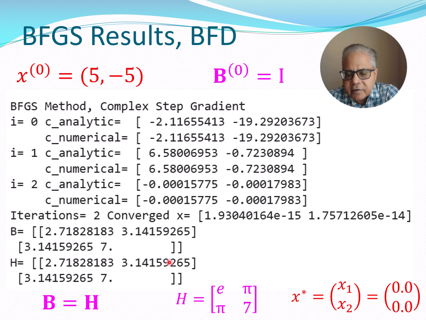Now let's look at the most interesting part, which is the final result of this program. So you can see here very nice results, and you can see the convergence is of course very rapid. As expected, the convergence is to 0 0, which you can see here. More interestingly, you can see the H matrix is completely the same as the B matrix. So as far as this problem is concerned, B is equal to H. H is of course e, pi, pi, 7. These numbers you can see out here, and interestingly the B is also exactly the same.